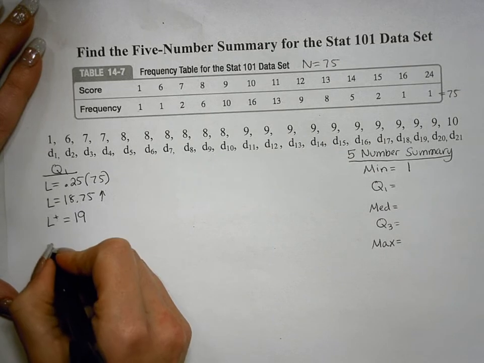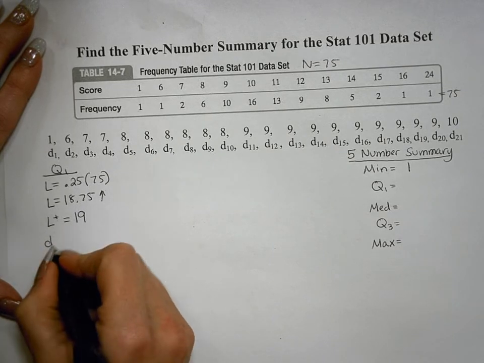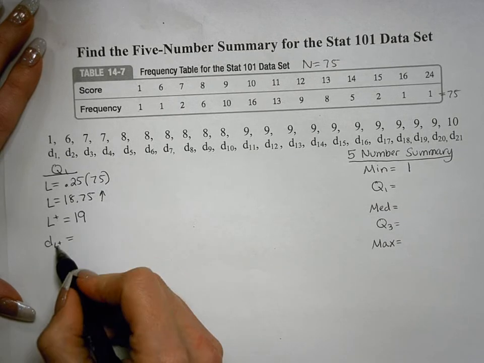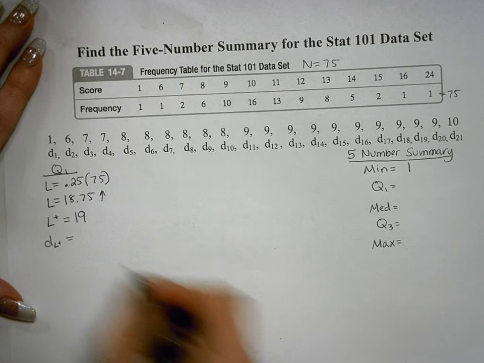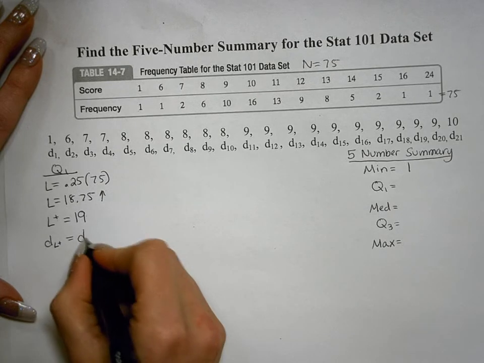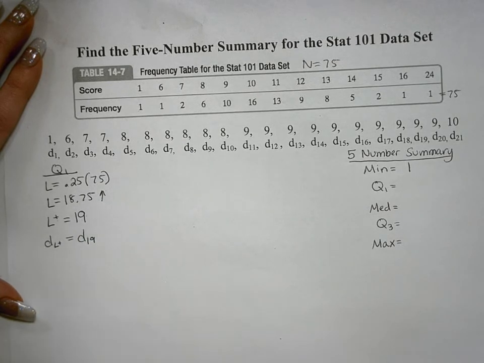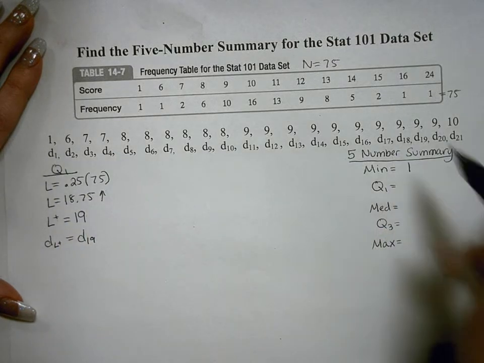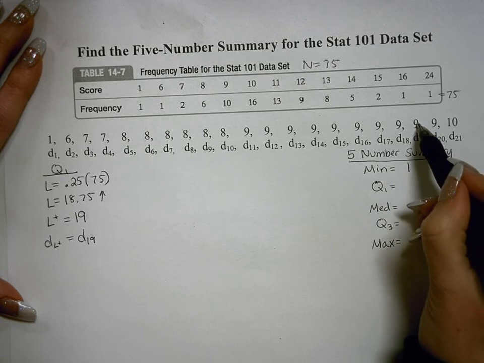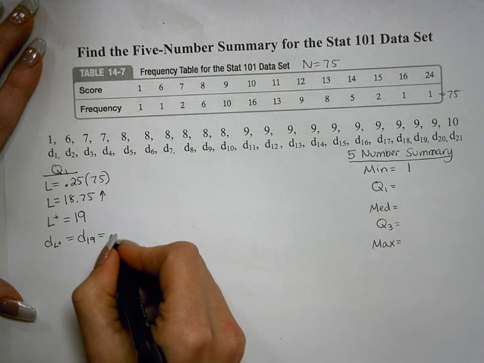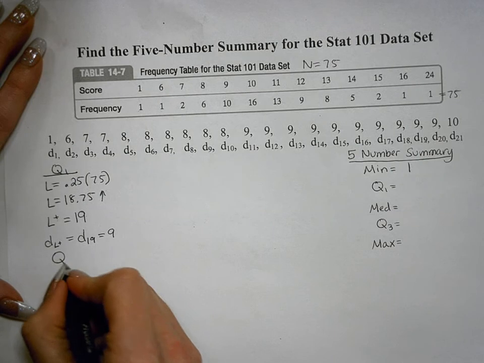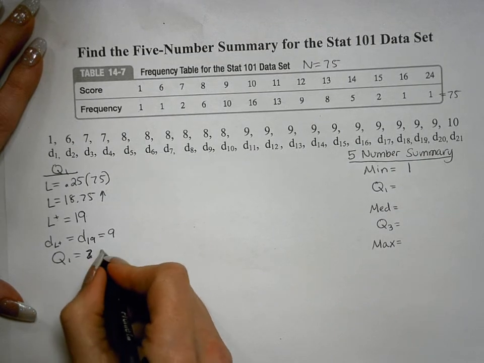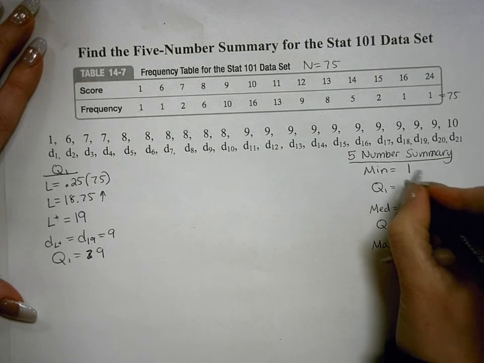After we found L+, we need to find D of L+. And we substitute 19 in for L+, because 19 is equal to L+. So what we're really finding is D19, the 19th data point. And since we've already written these out, we can see that the 19th data point is 9. So 9 is the 25th percentile, that's what quartile 1 is. It is 9. So I'm going to go ahead and write that right there.